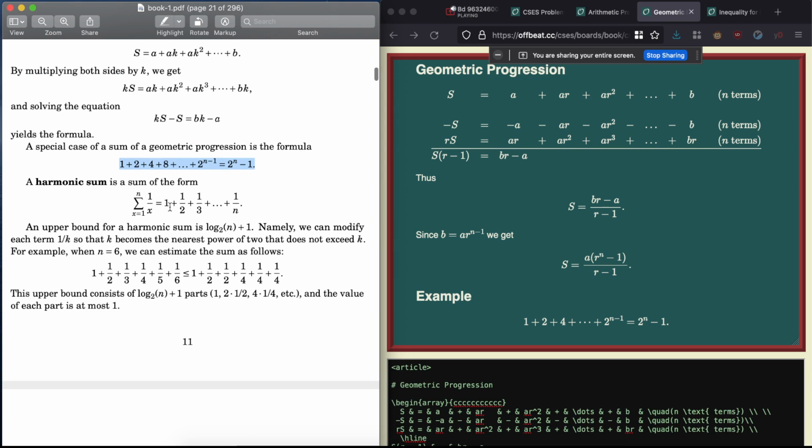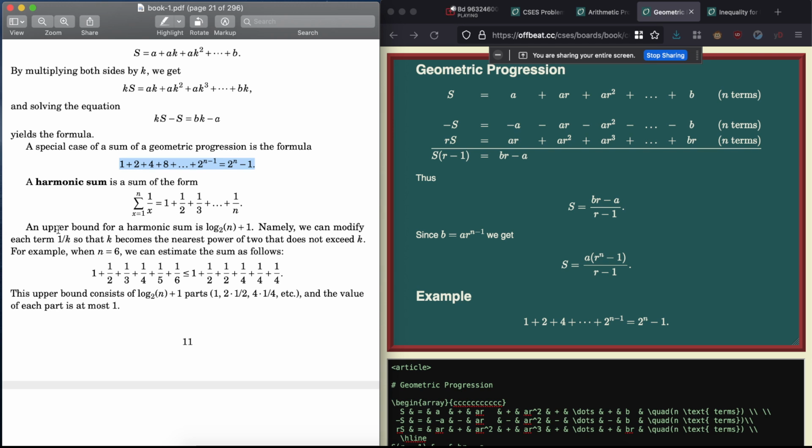A harmonic sum looks like this: 1 plus half plus 1 by 3 plus dot dot dot plus 1 by n. And this is a famous series in the world of number theory, and it is known to diverge. In fact, we can prove that it diverges, meaning if you add an infinite number of terms, it would exceed any finite number, which is another way of saying infinity.